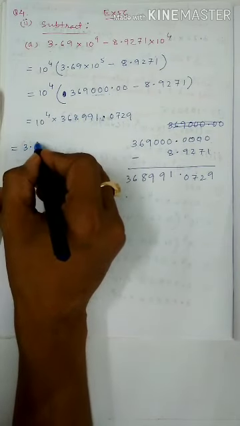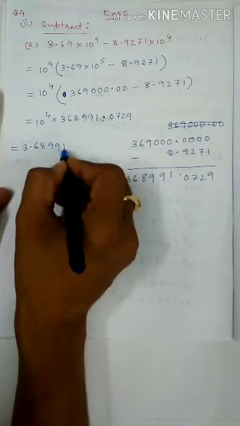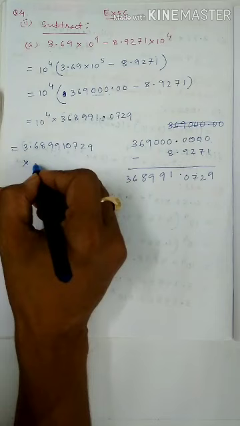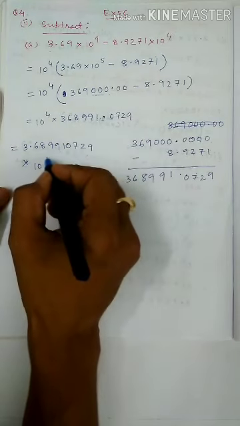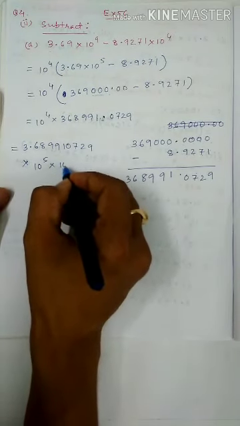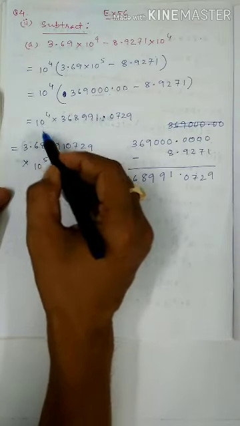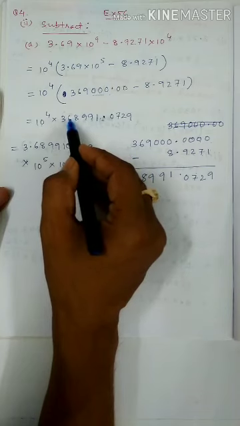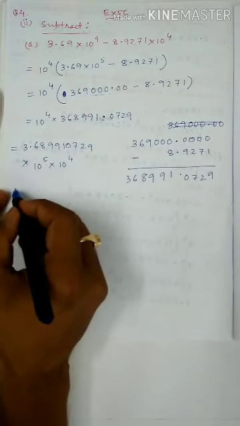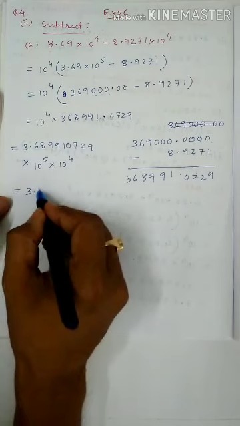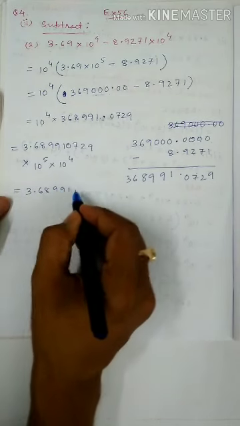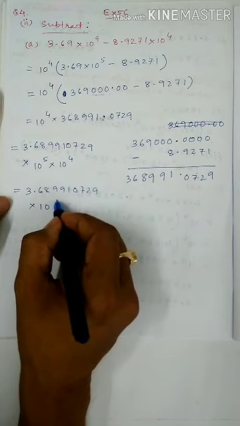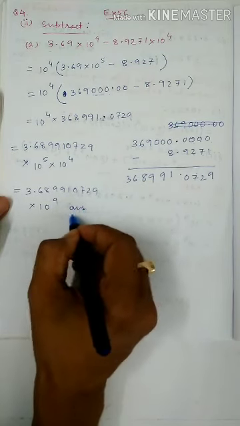So 3.689910729 into 10 to the power, how many places? 5 places we have to shift. So 10 to the power 5 into 10 to the power 4. This 10 to the power 4 we have written here, and since we have shifted 1, 2, 3, 4, 5 places, we have multiplied by 10 to the power 5. So our final answer is 3.689910729 into 10 to the power 9. This is our answer.